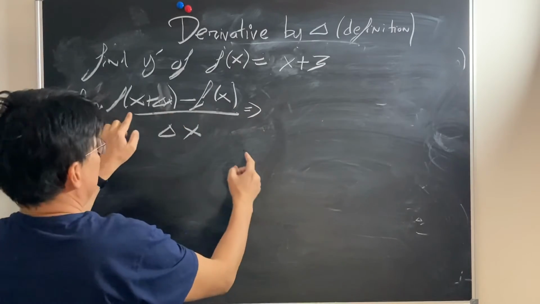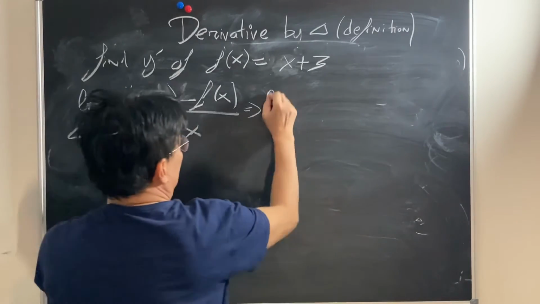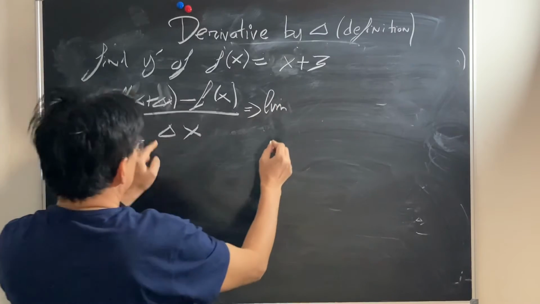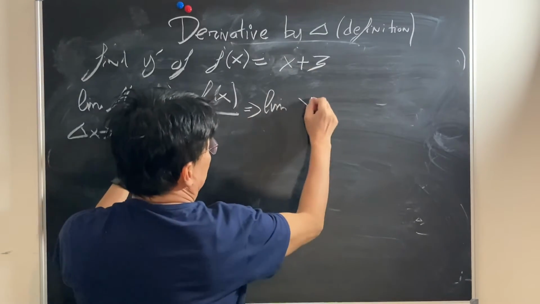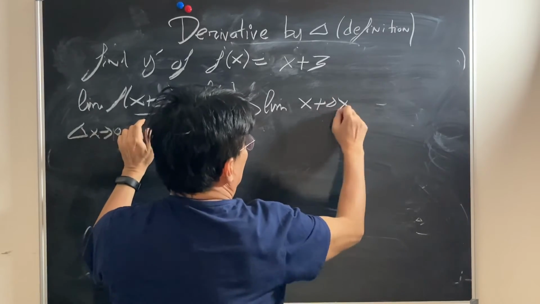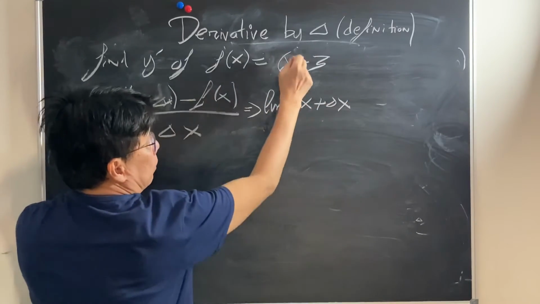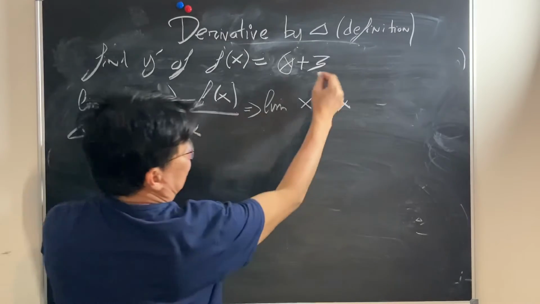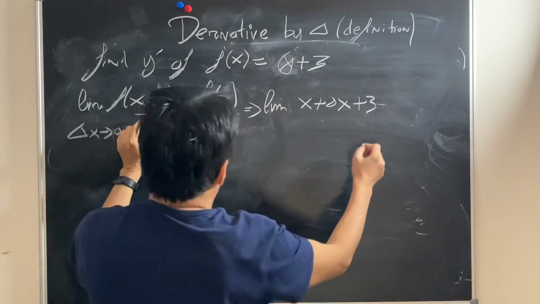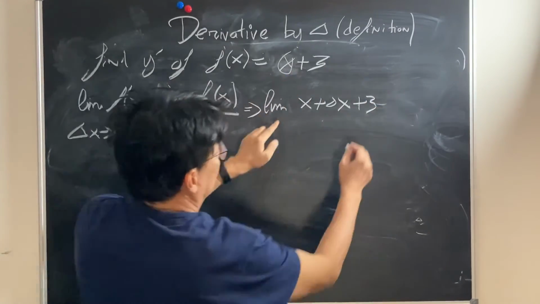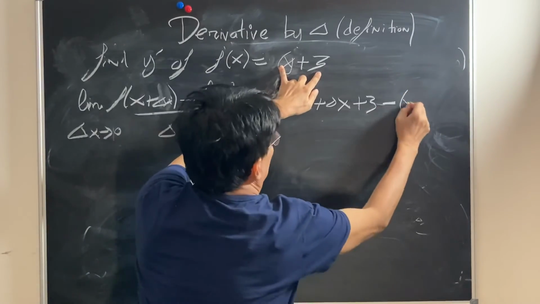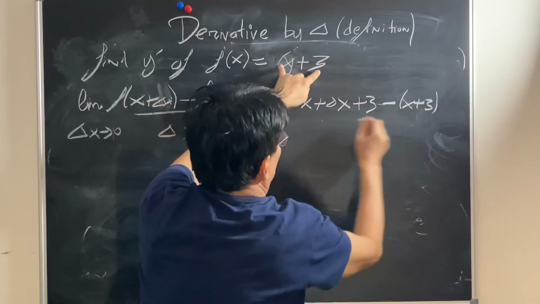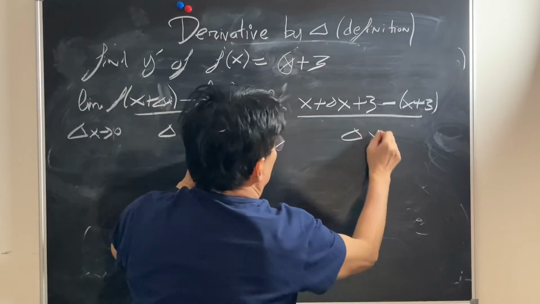Okay, so here we have f of s. We just substitute f of s plus delta s. So here you have the limit of s plus delta s. Whenever you have s, you replace it with s plus delta s right here, and then plus 3, and then minus f of s, which is minus s plus 3. Then the whole thing divided by delta s, as delta s goes to 0.